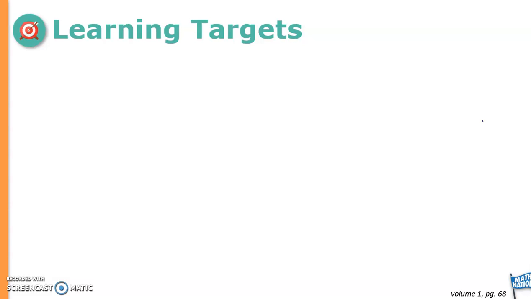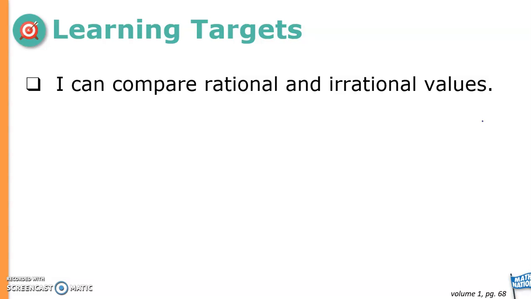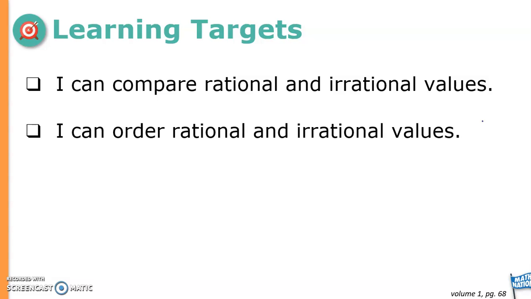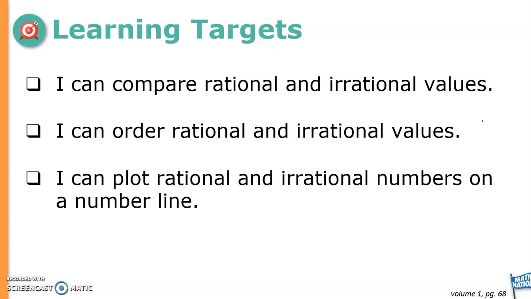Today we have 3 learning targets. By the end of the period, you should be able to: I can compare rational and irrational values. I can order rational and irrational values, like from least to greatest or greatest to least. And I can plot rational and irrational numbers on the number line. We've started doing this earlier in the chapter, and we'll get a little bit more practice with it today.